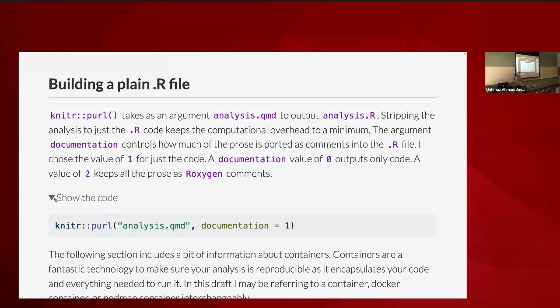And I would like to take the time to talk a little bit about that documentation equals 1. There are 3 levels: 2, 1, and 0. If you go 0, it's just the code. If you do 1, it saves your comments. And if you do 2, it saves all your prose as comments. So it's kind of like the inverse of R Markdown. So you run that.